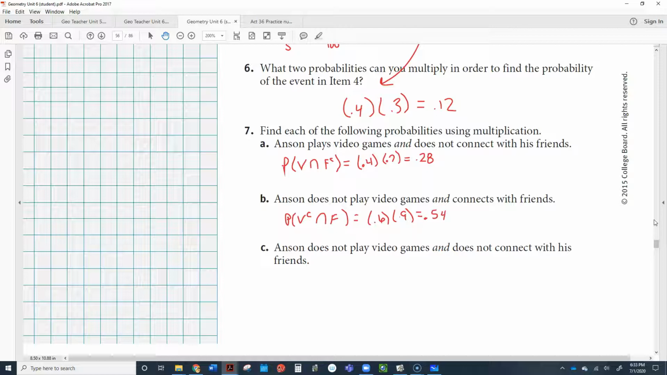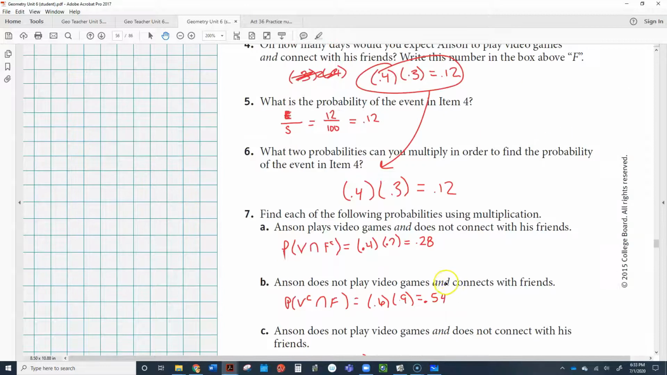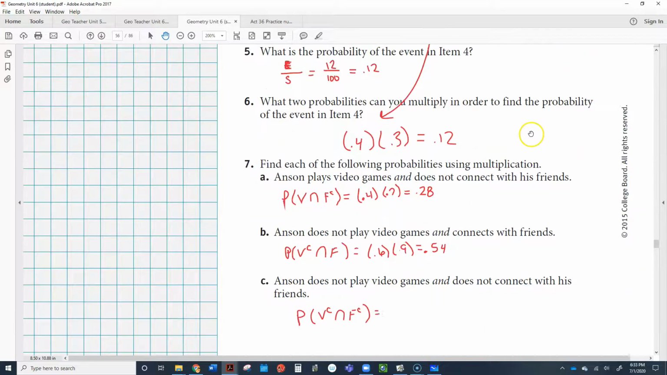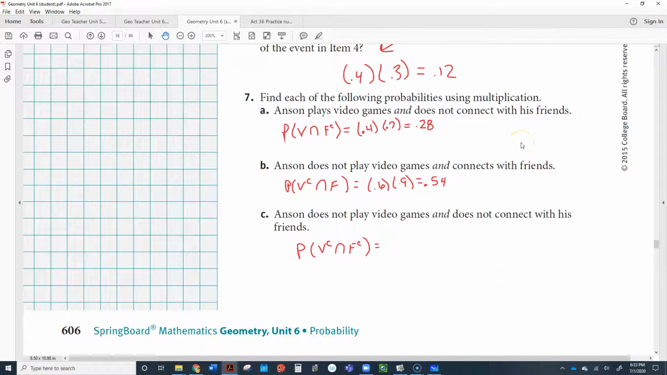And then this one says, find the probability that Anson does not play video games, so not video games, and does not connect with his friends, so friends with the not. So we go back up to the top and we see not video and not friends, so 0.6 times 0.1, and that's equal to 0.06.